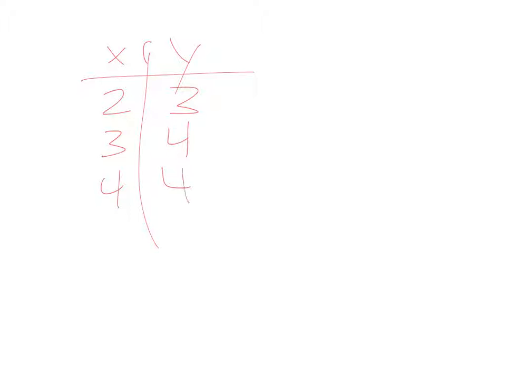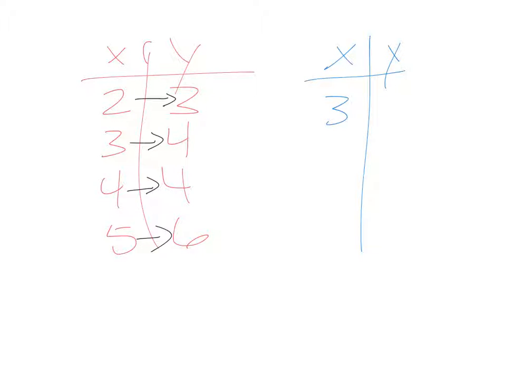Let's say, for instance, we're doing a table of values, okay? And say this is a function: 2, 3, 3, 4, 4, 4, 5, 6. Okay, that is a function, and it is 1-to-1. For every x, there's exactly 1 y. Okay, so how would the inverse work? So the inverse I'm going to write in blue here. So the inverse would become 3, 2, 4, 3, 4, 4, 6, 5.